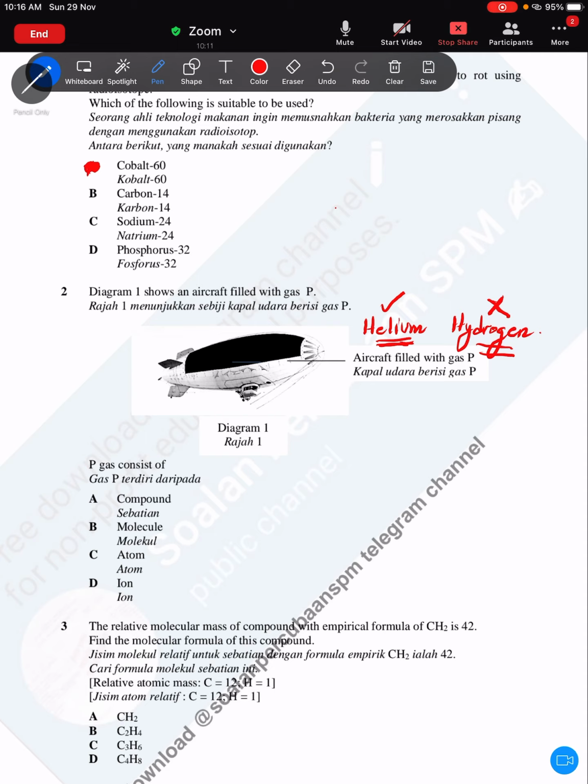Therefore, as you can see over here, gas P consists of what? Helium is under the category of what? Compound, molecule, atom, or ion? It is an atom. That's why this is group 18. This is group 18. And this group 18 is called a monoatom. It is called a monoatom. Please keep that in mind.